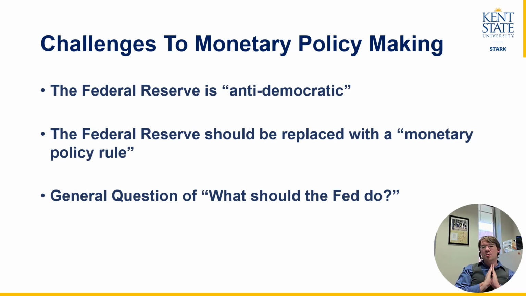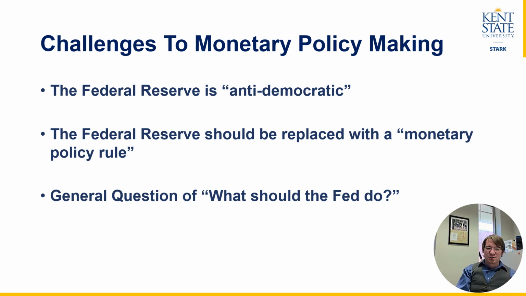Now, there are a number of challenges to monetary policy making. Here, first, are just a few claims, then we'll look at these in a little more detail. One claim is that the Federal Reserve is anti-democratic. That is to say, the private components of it create an insulation between the Federal Reserve, which is making monetary policy, and the public, who certainly are going to be affected by monetary policy.